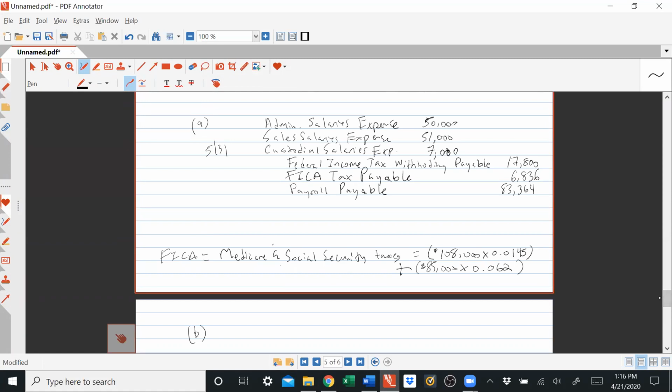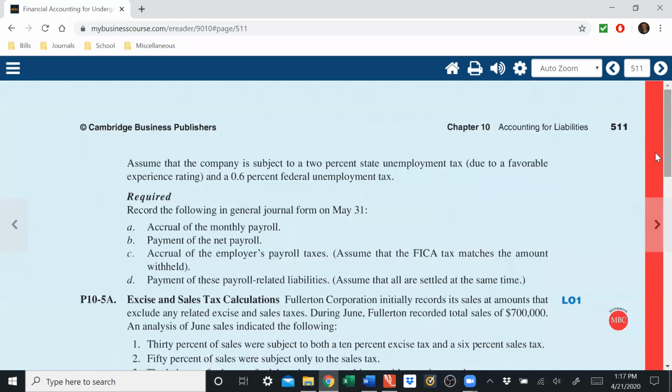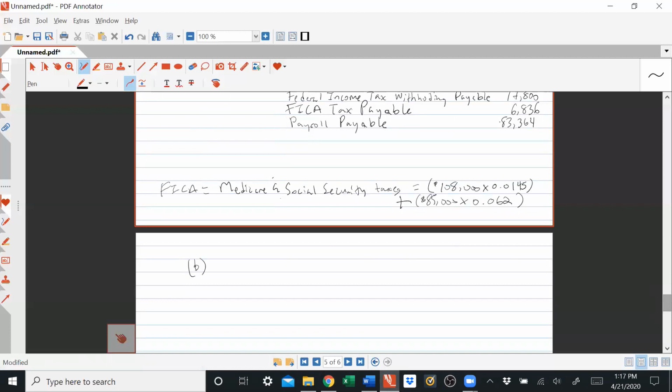All right, that's part A. What about part B? What is part B? Payment of the net payroll on May 31st. What's the journal entry when we pay the payroll? This is the net payroll right here. So we would debit payroll payable, or salaries payable, wages payable, 83,364. Well, if we called it payroll payable up here, we've got to call it payroll payable here, but you can name it what you want.